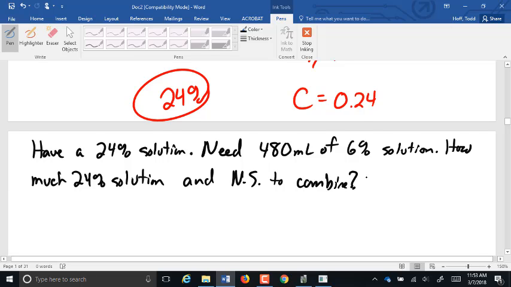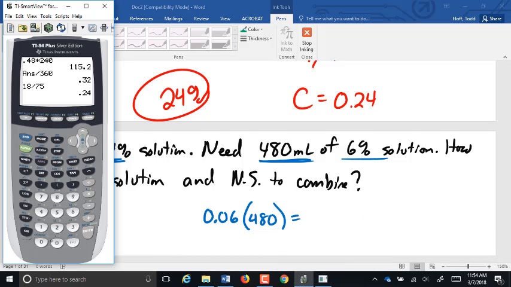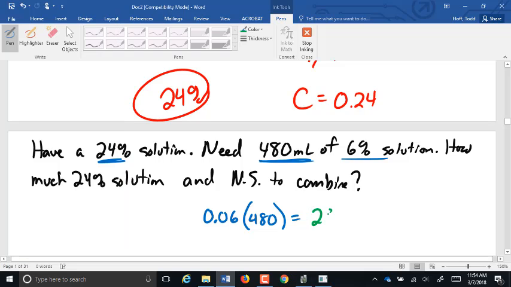So this is quite a bit more complex problem than the first couple of examples we've looked at. So we're looking at this, we have a 24% solution. We need 480 milliliters of 6% solution. So we're going to write that out. 6% times 480 milliliters means we're going to need 28.8 milliliters of active ingredient.